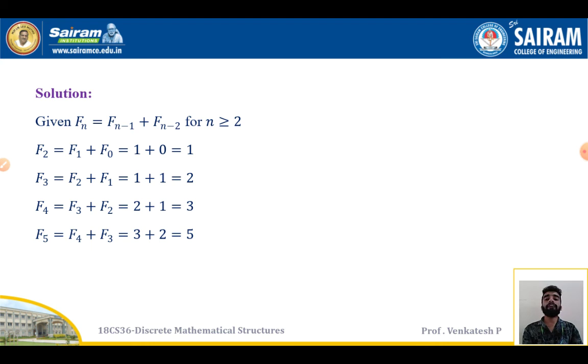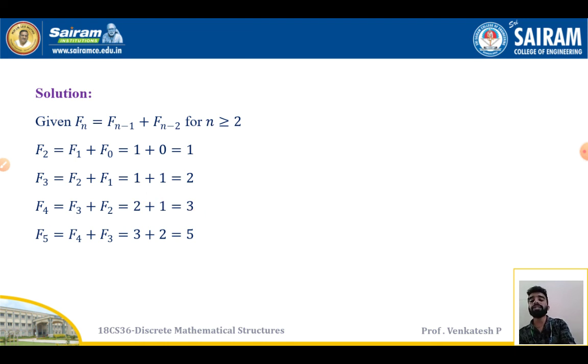So now I'm going to find the value of f2. So at n is equal to 2, I'll be getting f2 is equal to f1 plus f0. It is given by 1 plus 0 will be equal to 1. At n is equal to 3, I'll be getting f3. f3 is equal to f2 plus f1 will be equal to 1 plus 1. It will be equal to 2. So this f2 is obtained from previous value. f4 is given by at n is equal to 4. f4 is equal to f3 plus f2 is equal to 2 plus 1. This 2 is from previous f3. It will be equal to 3.